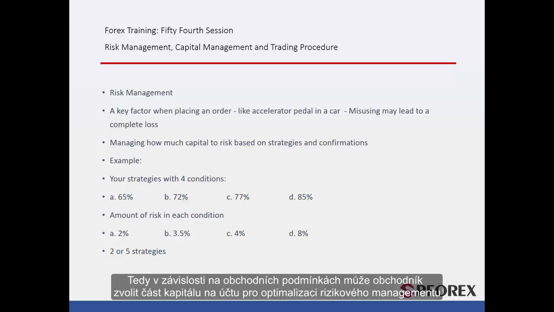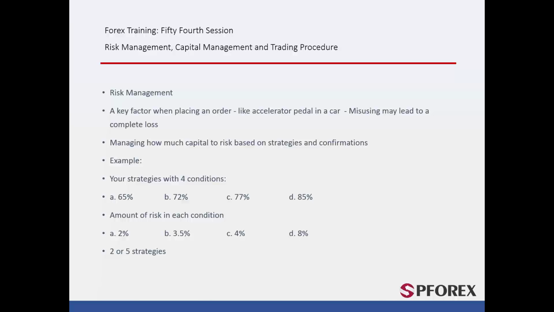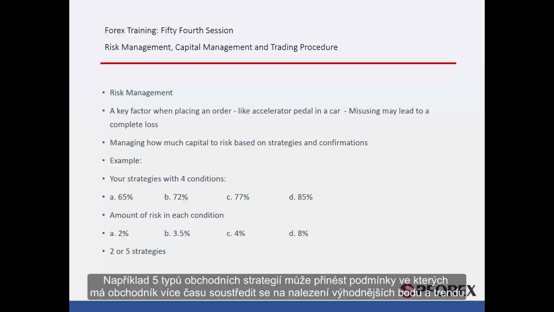So, based on trading conditions, a trader can select a portion of the account capital to develop suitable risk management. A trader can determine more strategy conditions to place more orders. For example, 5 types of trading strategies can develop conditions in which a trader has more time and focus to detect more beneficial points and trends.